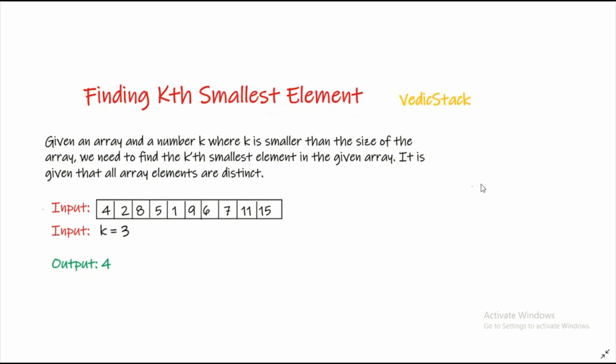Given an array and a number k, where k is smaller than the size of the array, we need to find the kth smallest element in the given array. It is given that all array elements are distinct.